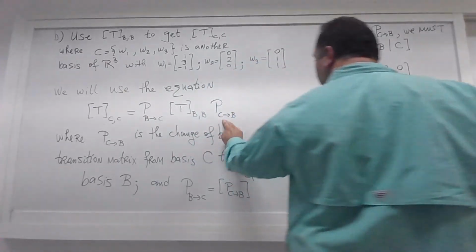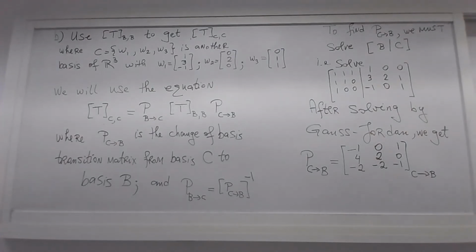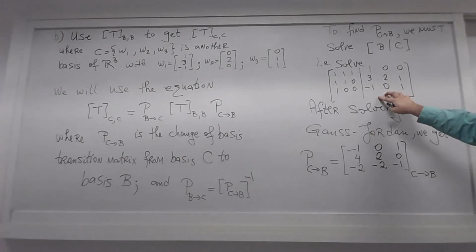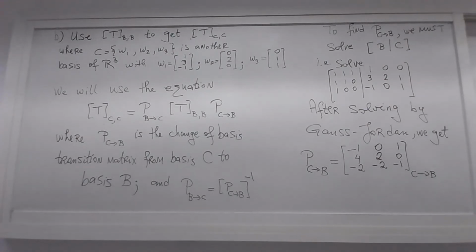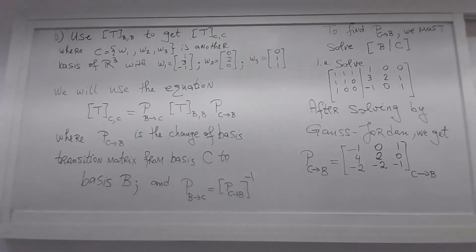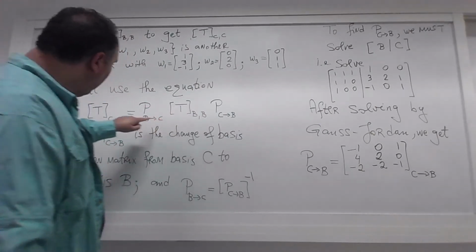So how do we find the change of basis transition matrix from basis C to basis B? Well, we know how to do that. We need to solve a linear system B slash C. So we put the basis vectors from basis B here, slash the basis vectors from basis C. So these are from basis C. Put them there, solve using Gauss-Jordan, and two days later when we are done, we get this change of basis transition matrix from basis C to basis B. Yes sir, we are happy now. So we got this one done. Now we need the other one.